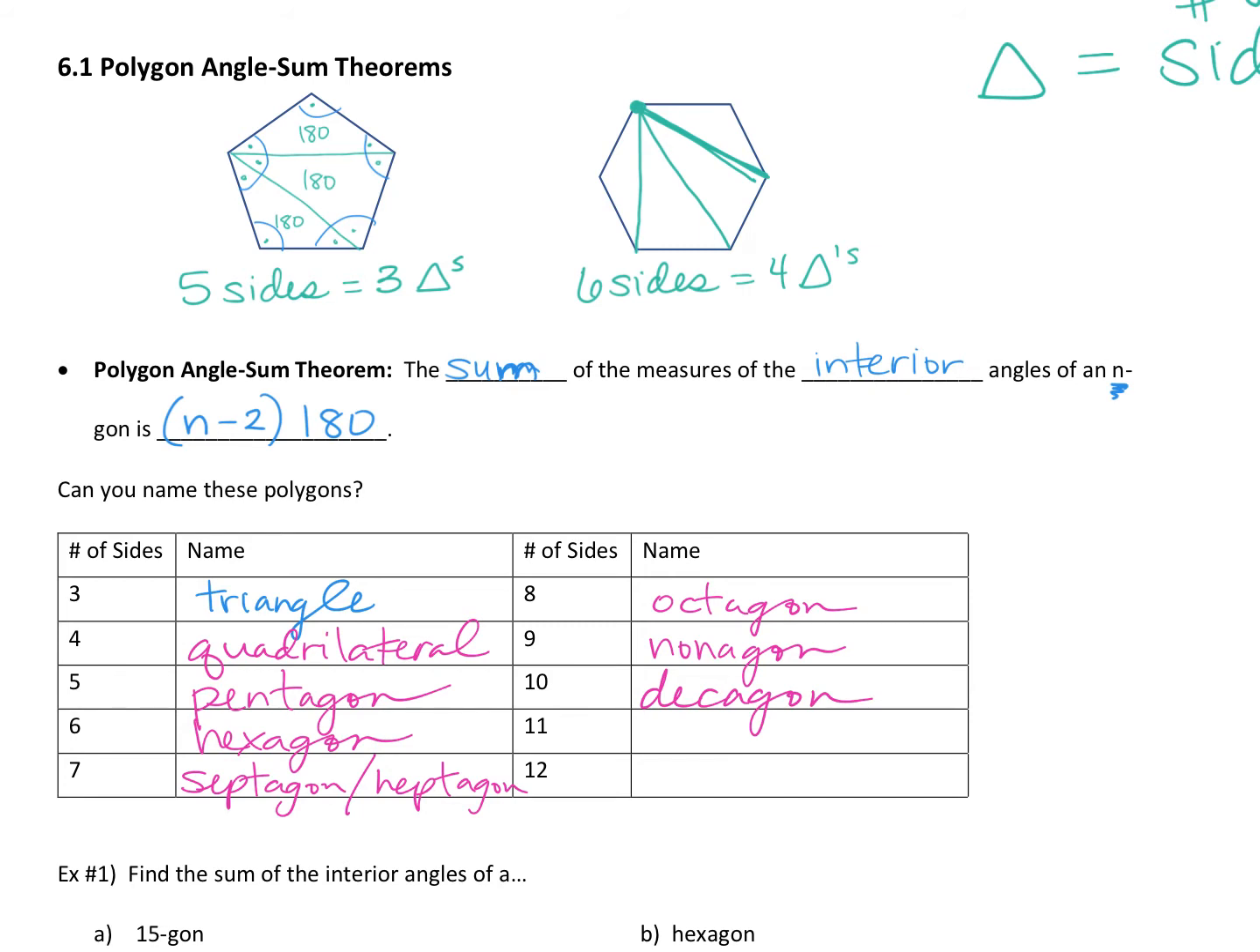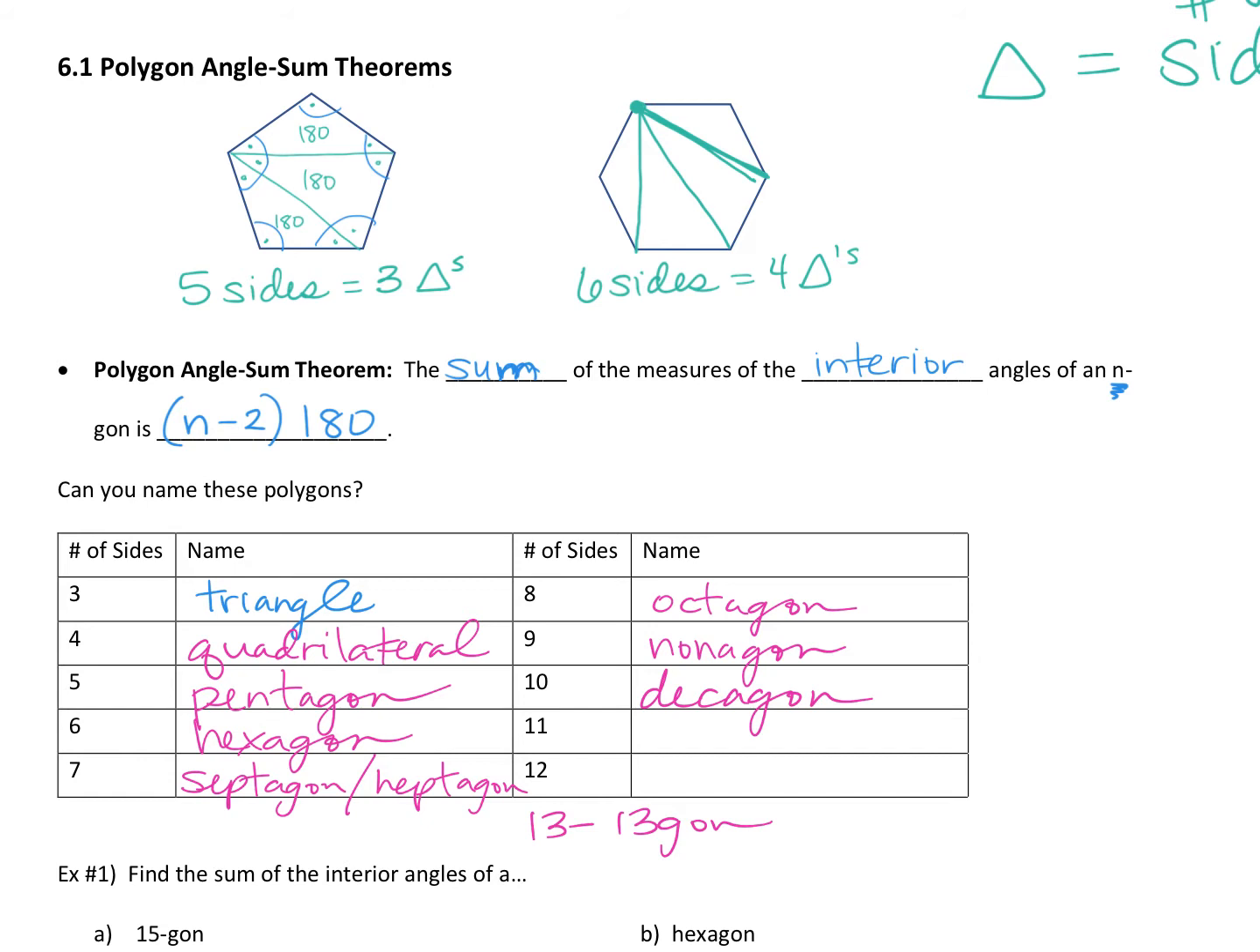11-gon, 12-gon. It's not 11-gon and 12-gon, but beyond that it is. 13 is a 13-gon. Oh, I got it. 14 is a 14-gon. 15 is a 15-gon. Anything beyond 12. Yeah. It's called a triangle. No, but I like it, but no.